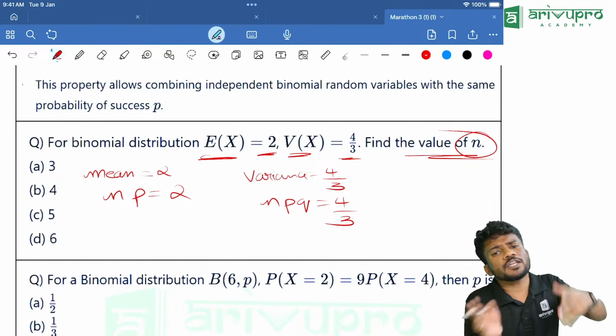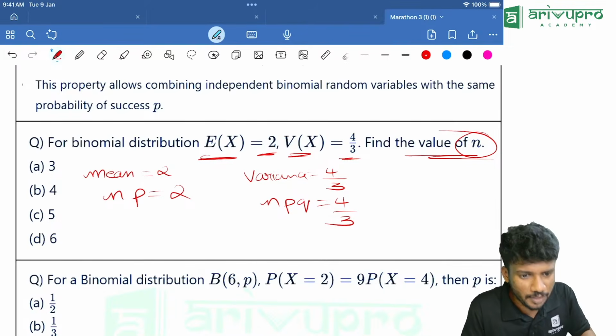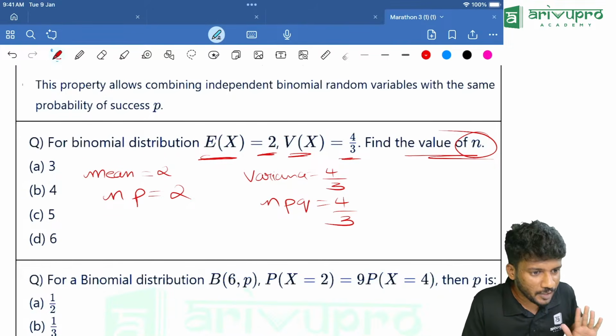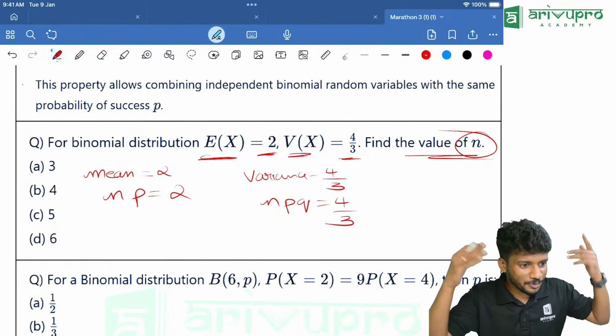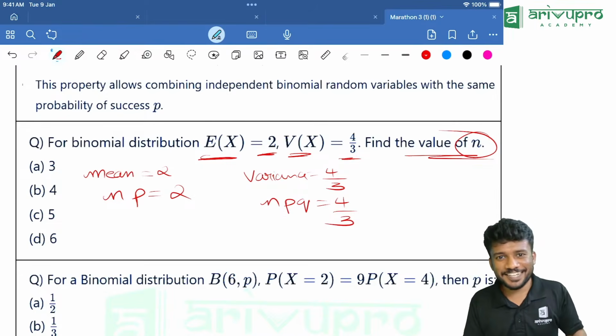Now, how will you find the value of N is the next question. Everyone, are you there? If you are there, please put a thumbs up or something. Put at least some emojis.